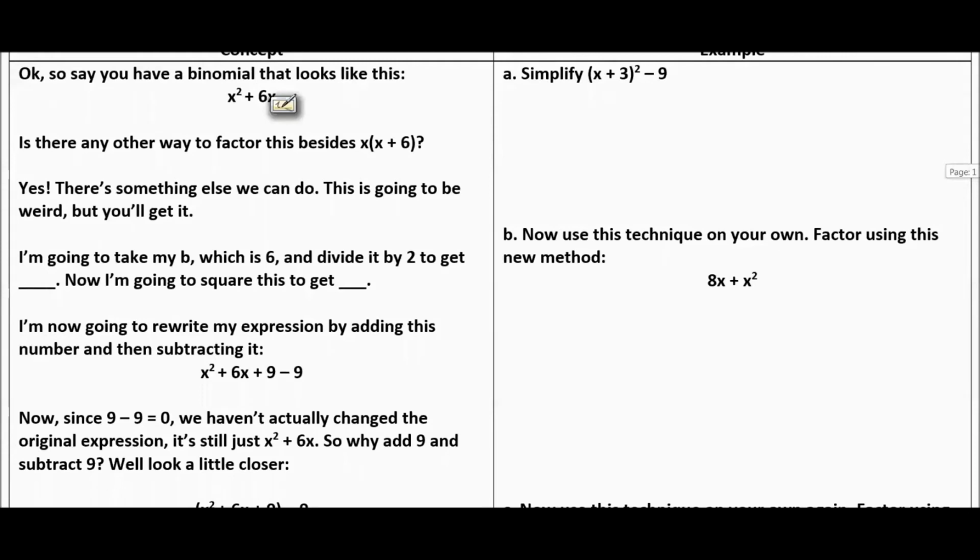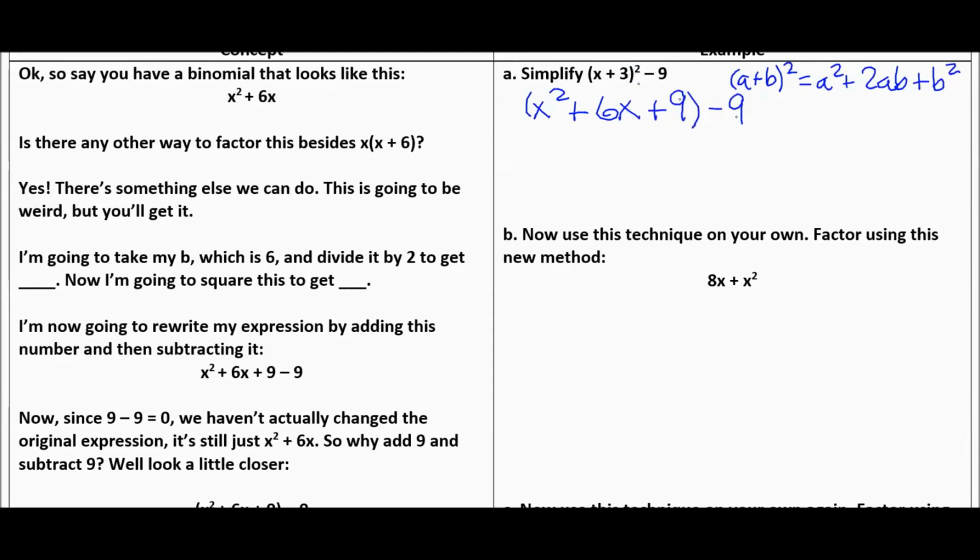So what if I were asked to simplify the quantity x plus 3 squared minus 9? Well, to do that, you would square this, a plus b quantity squared. And I know that this is probably overkill, but a plus b quantity squared is equal to a squared plus 2ab plus b squared, right? So this is x squared plus 2 times x times 3, plus 6x, plus b squared, that's 3 squared, which is 9, minus 9.